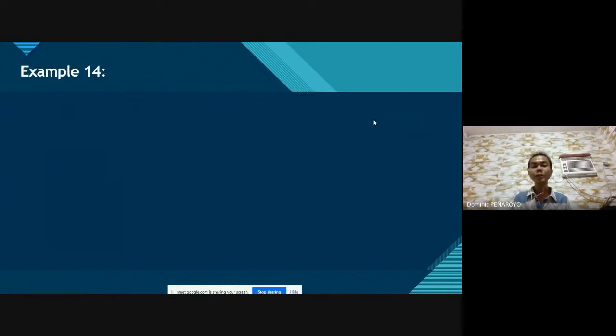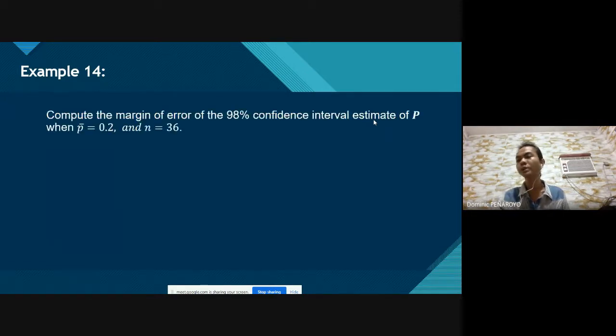Example number 14. Compute the margin of error of the 98% confidence interval estimate of P when P bar is 0.2 and N is 36. Since our problem is about the population proportion, we will use the formula Z alpha over 2 times square root of P bar times Q bar over N. So that is what we will use.